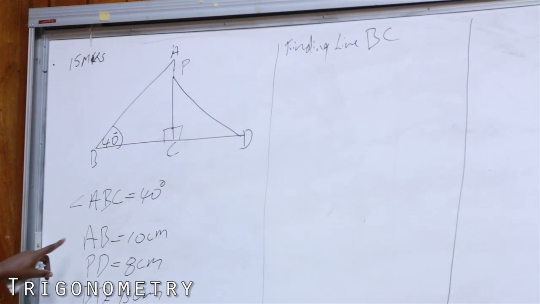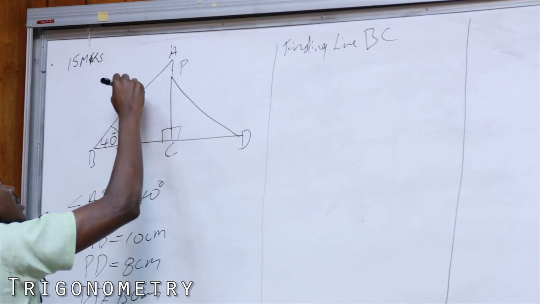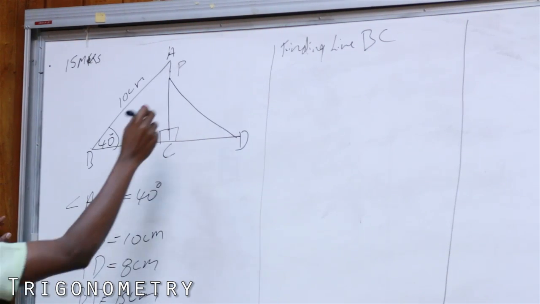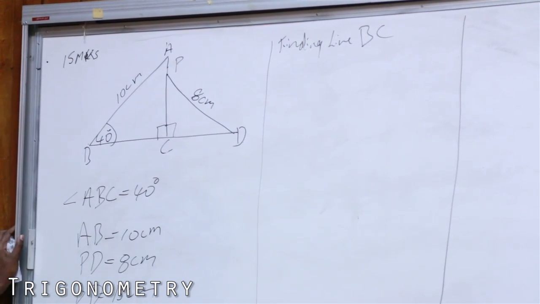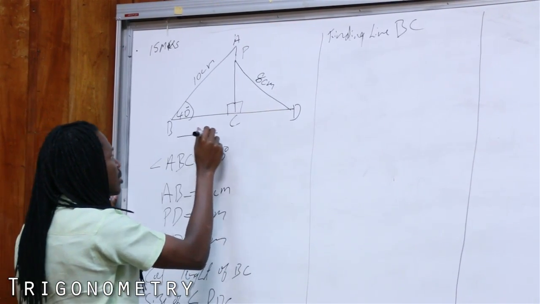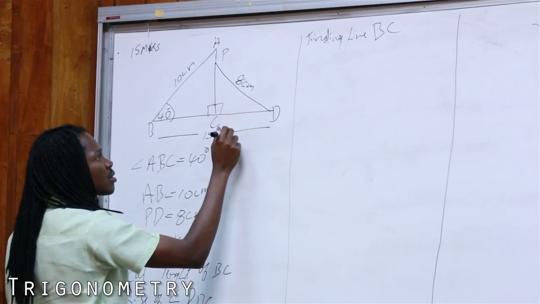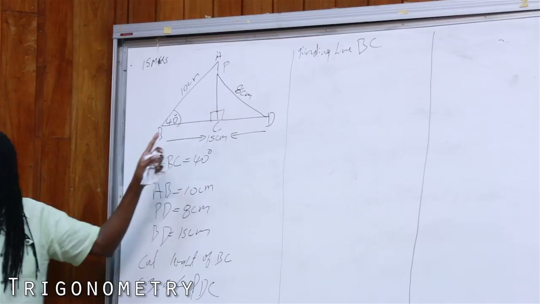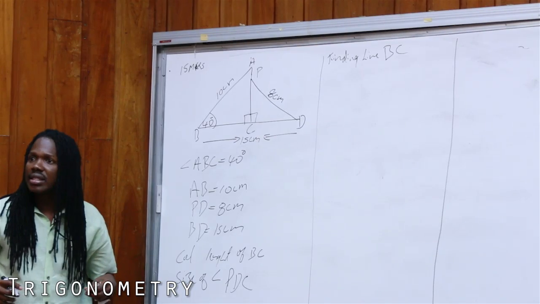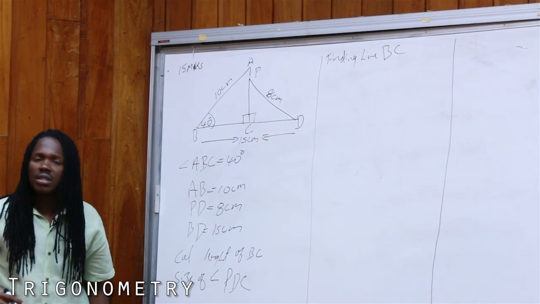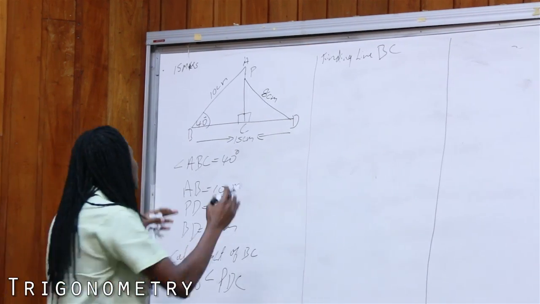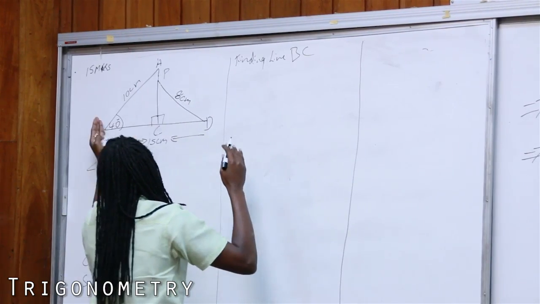All right now, so they want to find BC. Finding line BC. They told us that AB equals 10 centimeters. They also told us that PD equals 8 centimeters. And we know that BD equals 15 centimeters. That's how you write it. It means that from here to here and here to here equals 15 in total. So that's what they told us. So I want BC now. So I'm finding BC. I'm going to take out this triangle here. You see that?